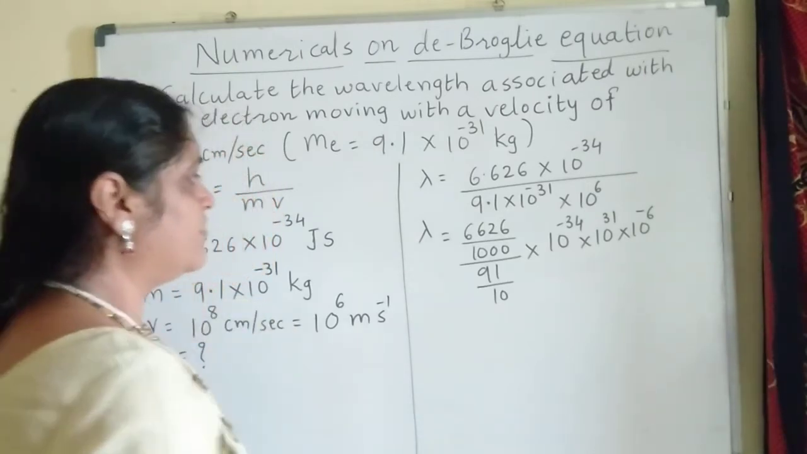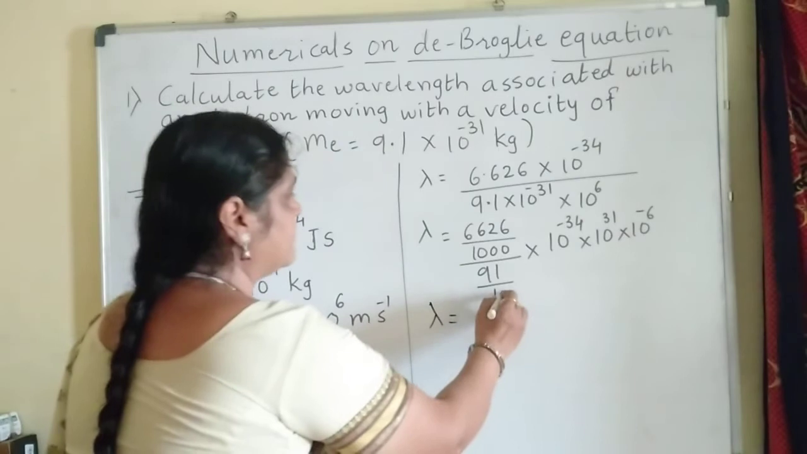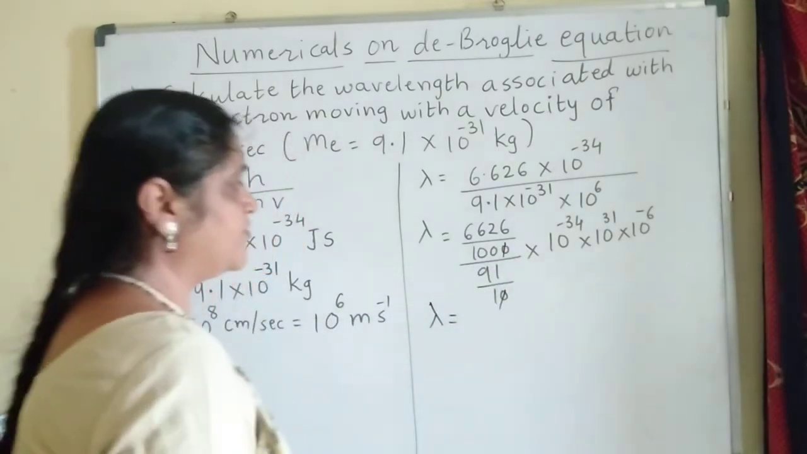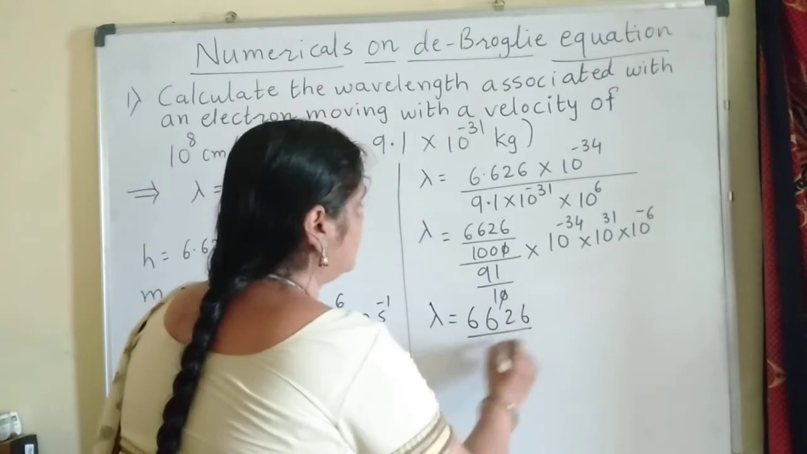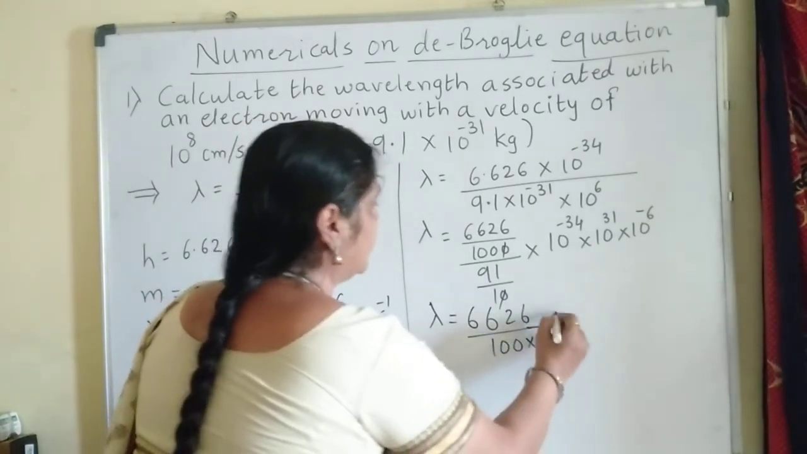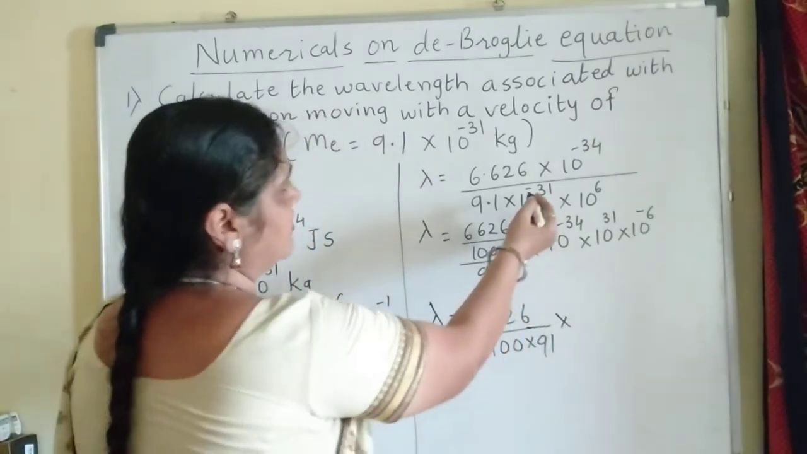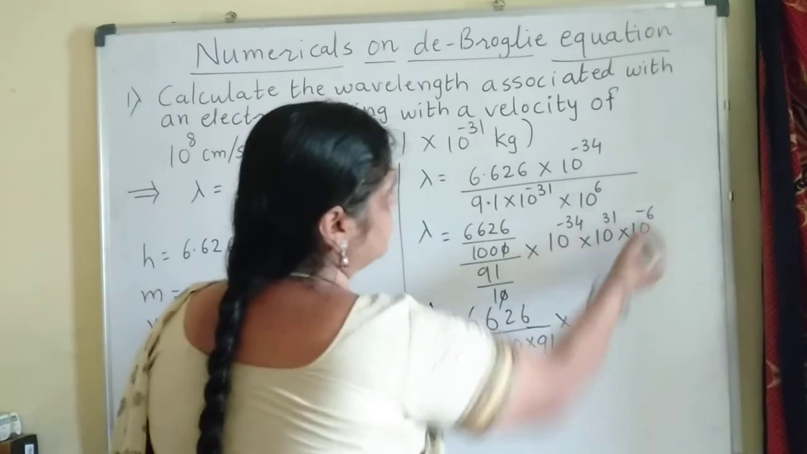So now when we are going to do this calculation, lambda is equal to, I will cancel this one 0 and this 0. So here this term will be 6.626 upon 100 into 91 into. Now here I have put all the exponent parts together: 10 raised to minus 34, 10 raised to 31 and 10 raised to minus 6.